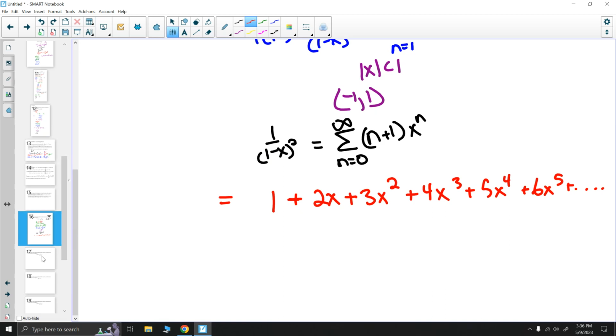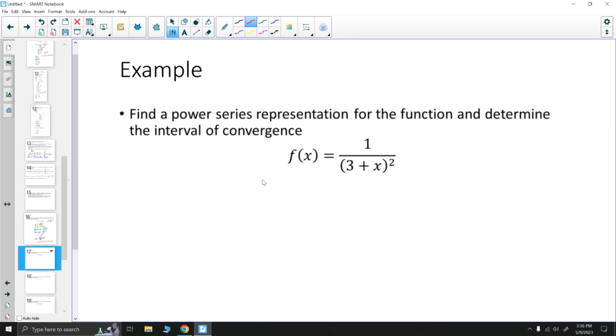Okay, let's take a look at another one. Find a power series representation for this function and determine the interval of convergence. Same idea. Again, I'm ignoring the powers, and I'm trying to write this as 1 over 1 minus something. So ignoring the powers, I'm going to start here and work from there.